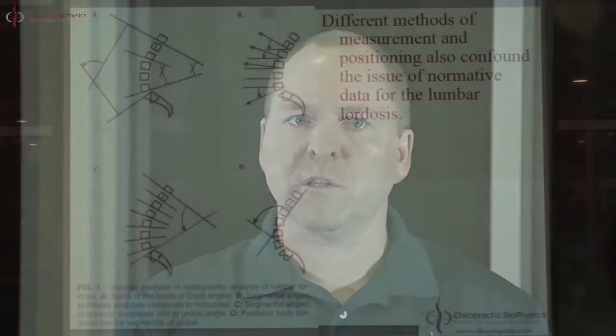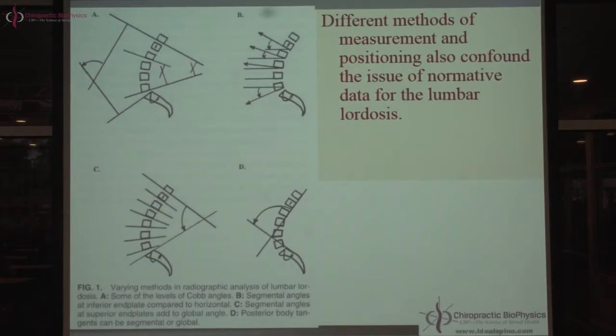Cobb angles are cross-sections through a curve. They're not exactly the angle of curvature. They depend on the slope of the end plate relative to the posterior body line. So we're going to have to see, can we compare our data to existing studies in the literature? We'll see we can, but it's not a one-to-one ratio, right? Ideally, there's an equation that you would use to convert between the two.